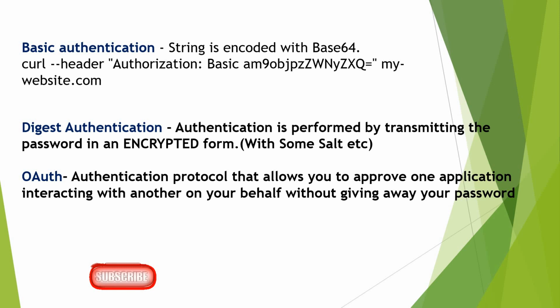Basic authentication is where the string is encoded with base64 and sent in the curl header Authorization. Digest authentication is performed by transmitting the password in an encrypted form. OAuth authentication generally happens when you click something, like logging in with Google, and you will see OAuth 2.0 authentication is happening. It is a protocol that allows you to approve one application interacting with another on your behalf without giving away your password.